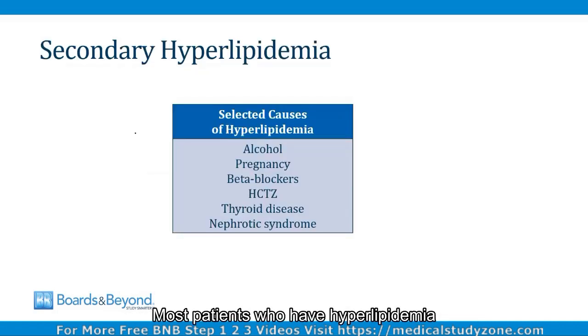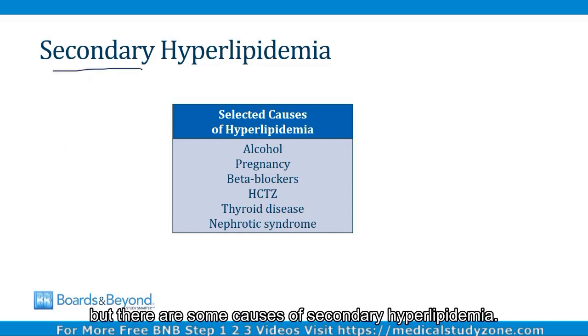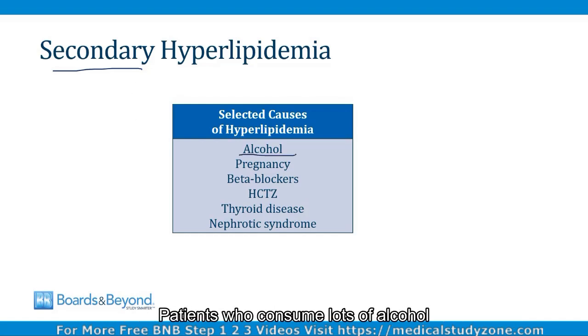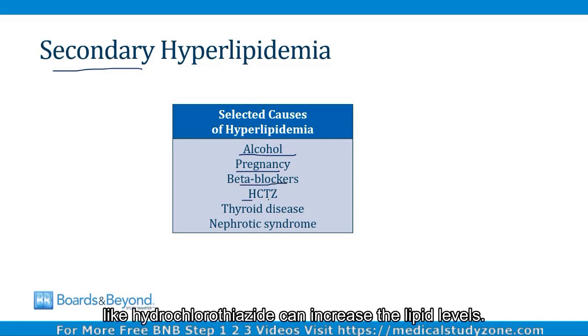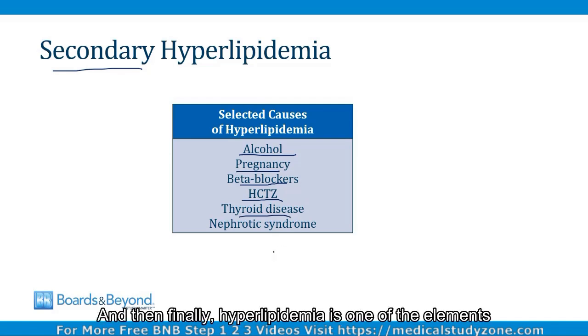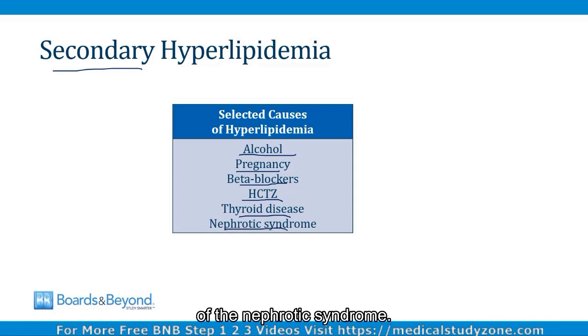Most patients who have hyperlipidemia have primary hyperlipidemia, meaning they do not have another disorder that is causing the lipids to be high. But there are some causes of secondary hyperlipidemia, and you should be aware of these especially for your boards. Patients who consume lots of alcohol can develop hyperlipidemia. Hyperlipidemia is normal in pregnancy because it provides more lipids for the baby. Beta blockers and thiazide diuretics like hydrochlorothiazide can increase the lipid levels. Patients who have thyroid disease often have abnormal lipid levels. And then finally, hyperlipidemia is one of the elements of the nephrotic syndrome.